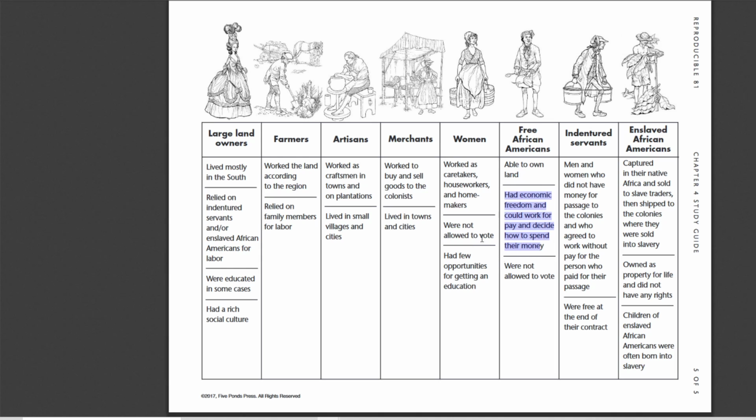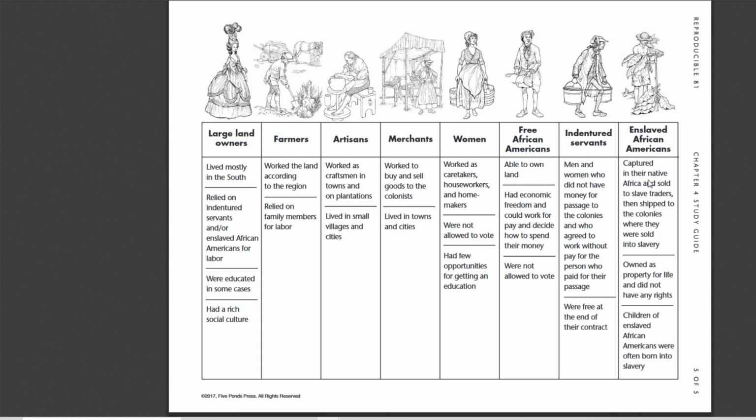The similarity is that both groups could not vote. Then we get to indentured servants. These are people that were very poor back in Europe, but agreed to come over to the colonies as servants for 5 to 7 years usually, in return for the person hiring them paying for a ship across. They get passage, they get a ticket across to the New World, and in return they would work for them for several years. And at the end, they were free to leave.